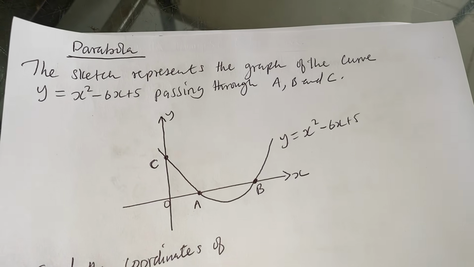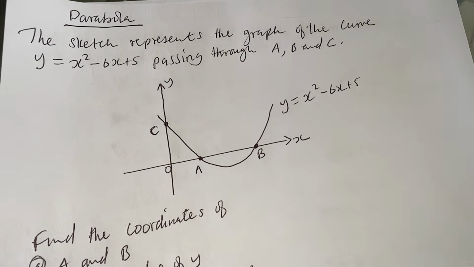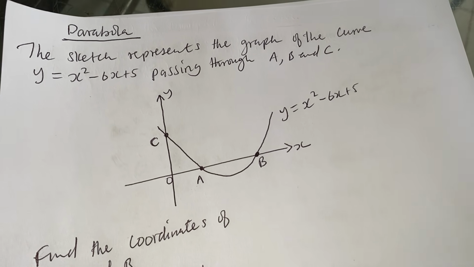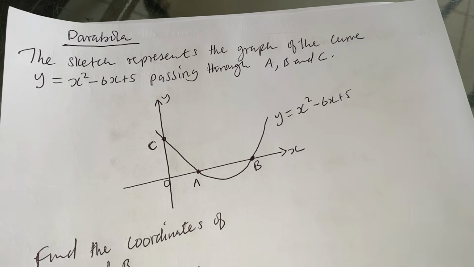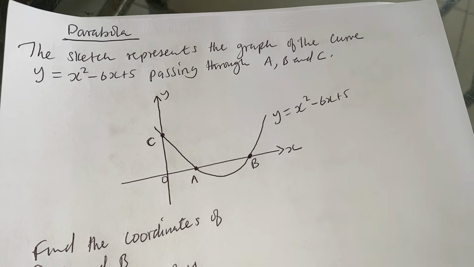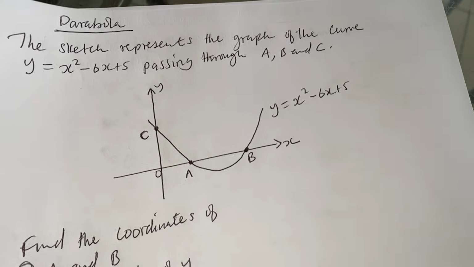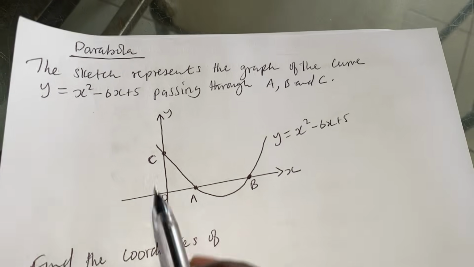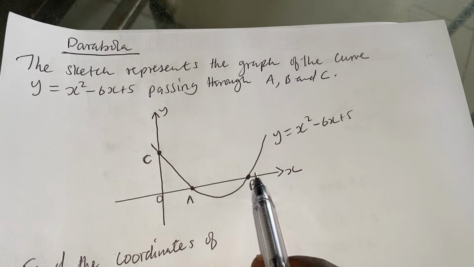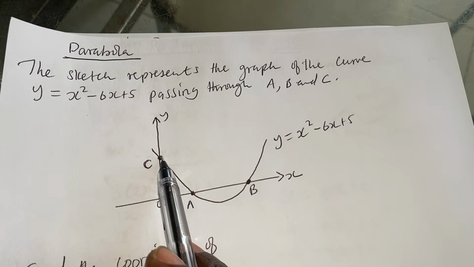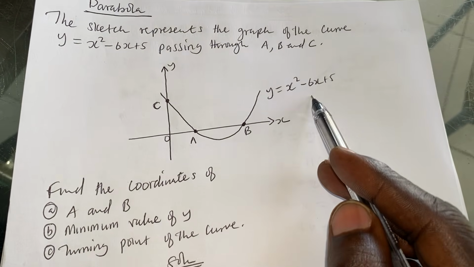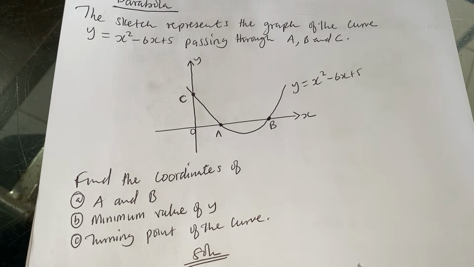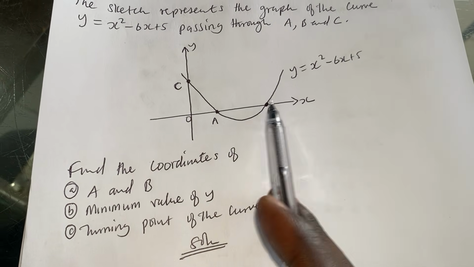We are going to solve this question, which is coming from a grade 12 past paper. The question says, the sketch represents the graph of the curve y is equal to x squared minus 6x plus 5. And this curve is passing through the points A, B, and C. So this is the curve here. Now, first question, it says, find the coordinates of A and B.